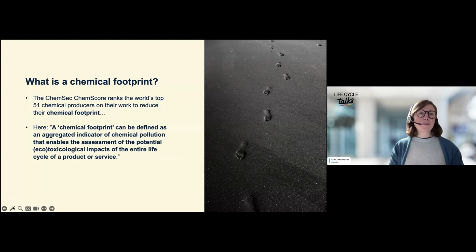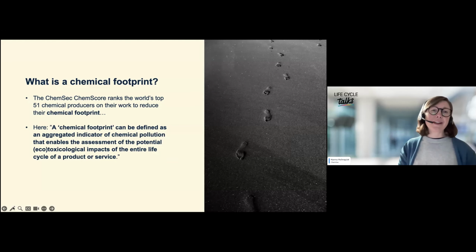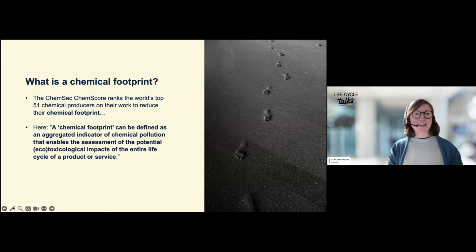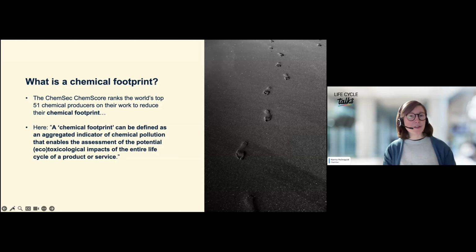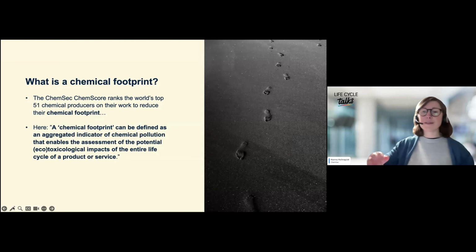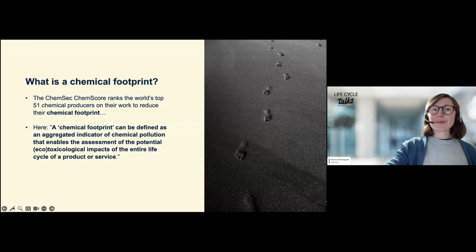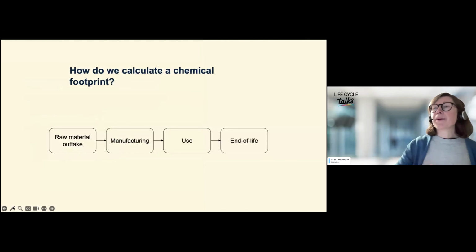So you see, the chemical footprint as a concept can be used in several different contexts. But here, when I talk about it in this talk, I do it in a life cycle assessment context, and I define the chemical footprint as an aggregated indicator of chemical pollution that enables the assessment of the potential ecotoxicological and human toxicological impacts of the entire life cycle of a product or a service. So this is the meaning of chemical footprint herein.